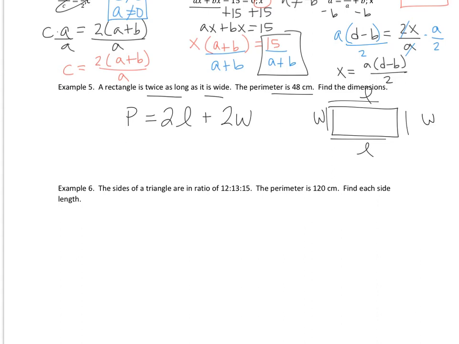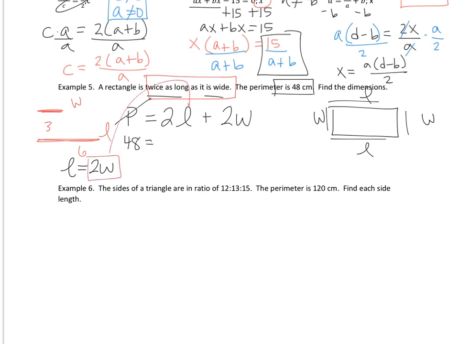So I'm going to use this part of the equation. It's twice as long as it is wide. That means that if the width was 3, then the length was 6. So it means that the length equals twice the width. So I'm going to take my 48 and plug it in for the perimeter. I'm going to take my L equals 2W and plug it in right here. So it's 2 times 2W plus 2W. So 48 equals 4W plus 2W is 6W.